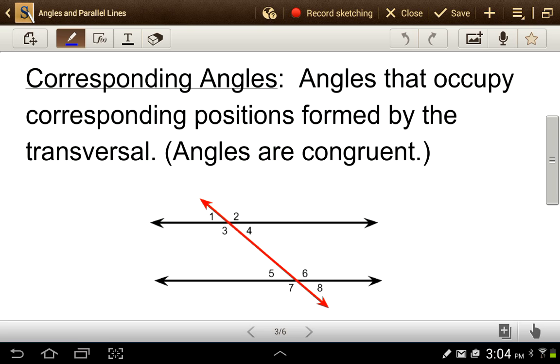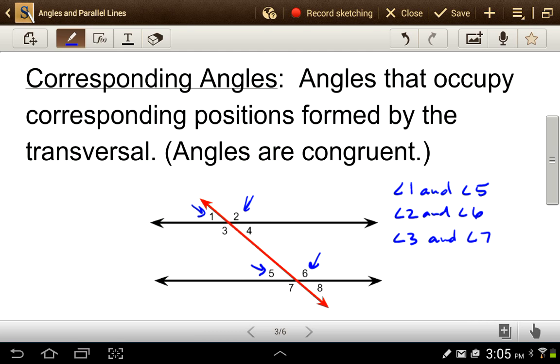Well, angle 1 corresponds to angle 5. They are corresponding angles. They both represent the upper left-hand corner of the 4-angle set. Angle 2 and angle 6 are corresponding angles because they represent the upper right-hand corner. Angle 3 and angle 7 are corresponding angles. They represent the same spot in the different set. And then angle 4 and angle 8 are corresponding angles. So those are my sets of corresponding angles right there.